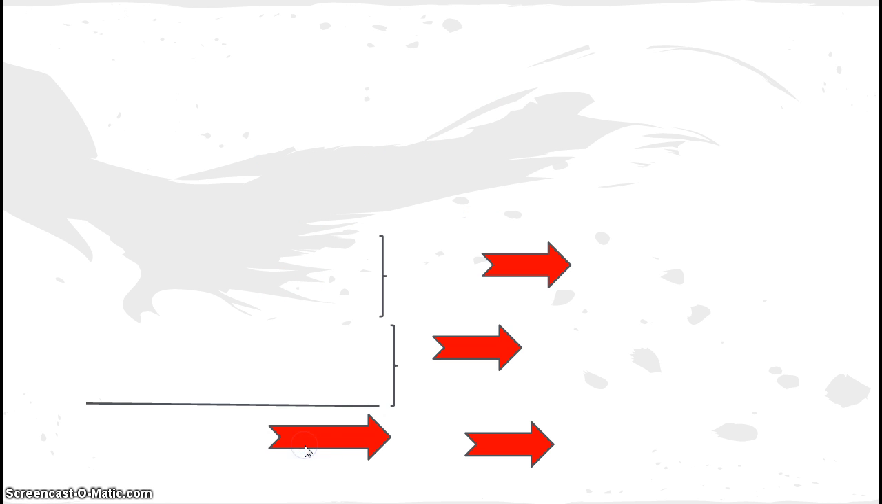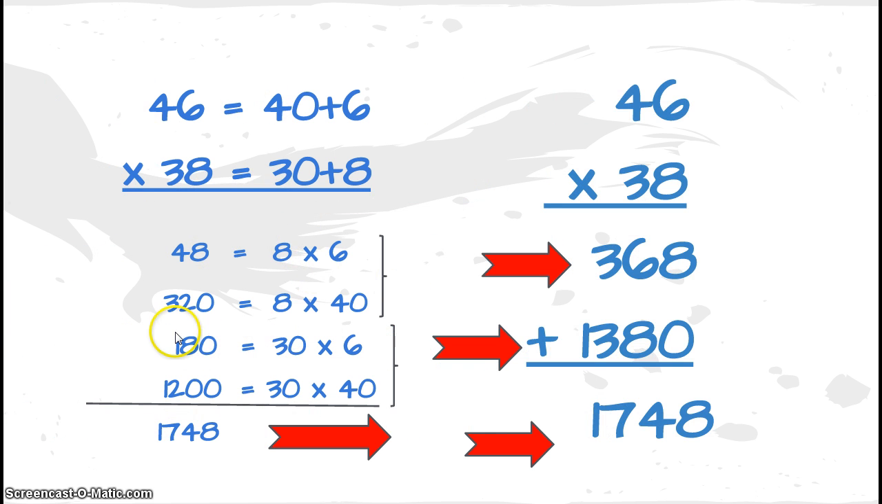Okay, let's look one more time. So here is my distributive property. Here's my traditional algorithm. And look at this. This is just way cool. Right here, normally we would have multiplied 8 times 6 to get 48, carry the 4. 8 times 4 is 32, plus 4 is 36. Look at this right here, 48 plus 320. What is 48 plus 320? Isn't that 368? There's my partial product from multiplying 8 times 6 and 8 times 40, or 8 times 46.